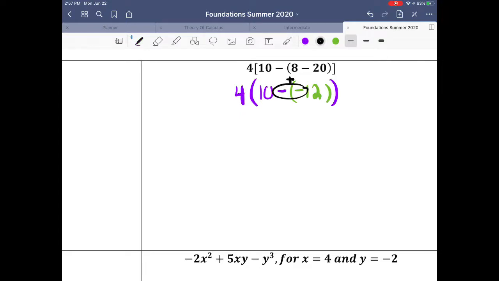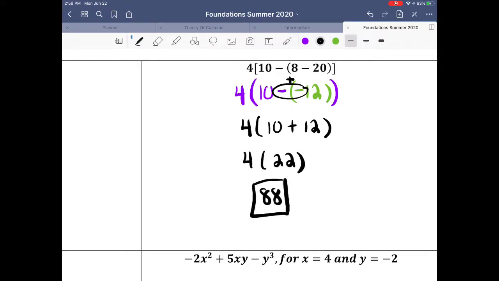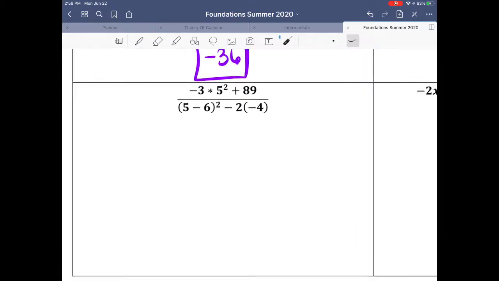A minus a negative becomes a positive, so I'm going to switch that. And then I'm going to add, and then I'm going to multiply. This next one looks like a lot of fun.